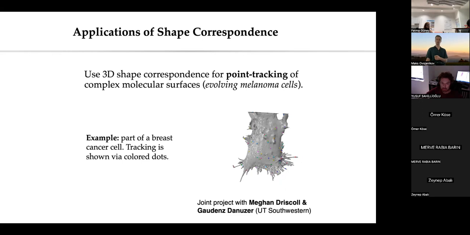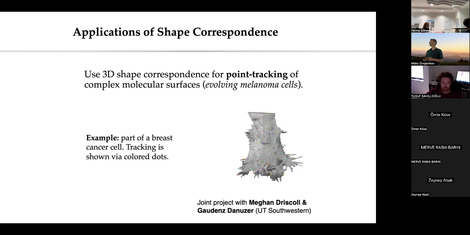Underlying this is shape correspondence, because given two images of two different cells across two different timestamps, our goal is to find correspondence. So for different points on these two 3D shapes, find which ones correspond to each other. And if we can do that across all cells, then we can track them over time and eventually understand the behavior of these cells. Okay, so this is just the motivation. And now, how do we solve this problem?